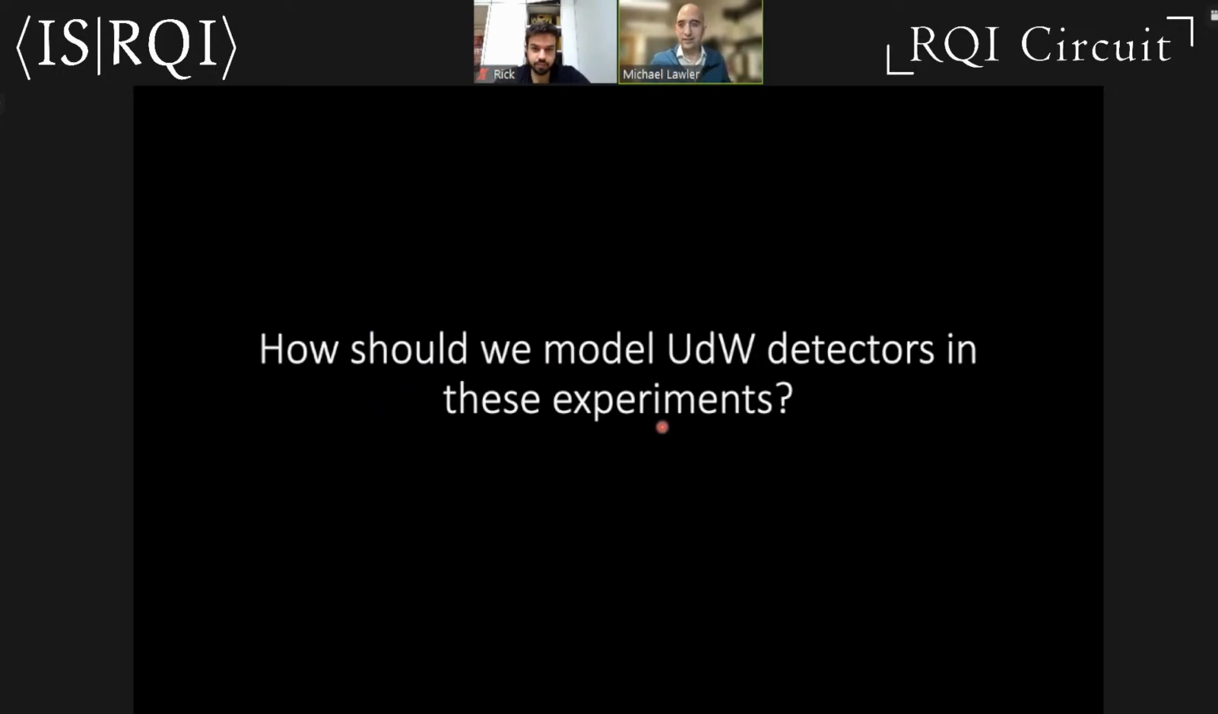And as far as I understand the state of theory of these things, we really have only been studying a lot of models, and we're going to be faced with some experimental data, and that might have all kinds of real world complications. So we're maybe in great need of experts on modeling UdW detectors that could help us better understand what might happen in these experiments.